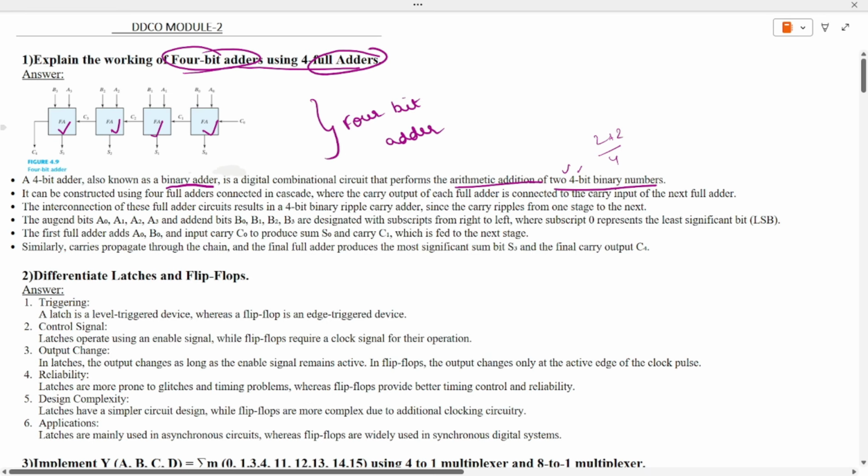Okay, next is where the carry output of each full adder is connected to the carry input of the next full adder. See, if one full adder is there, the input will be the, see now I'll explain in Kannada.